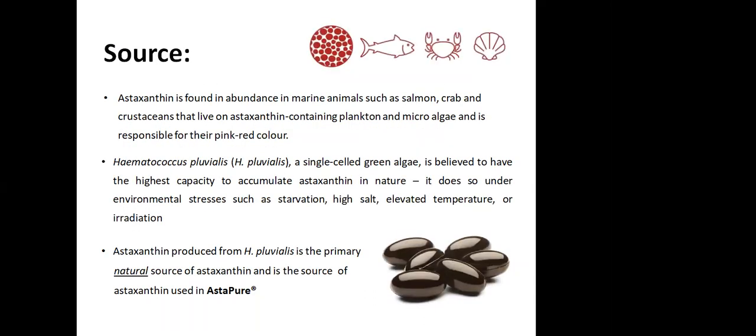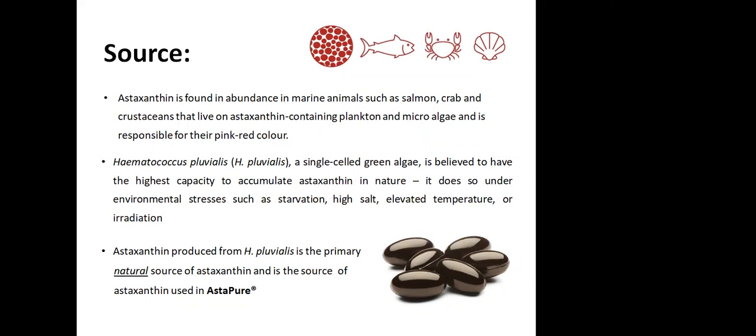And again, for those of you who might not know that much about astaxanthin, it is generally found in abundance in marine animals. So we've got salmon and crabs and things like that. And these animals feed on plankton and microalgae that are rich in astaxanthin, and it's responsible for the pink-red colour. So when we think about crabs and salmon, they're pink because they consume astaxanthin. Now, the most predominant source of astaxanthin is this wonderful little single-celled green algae.